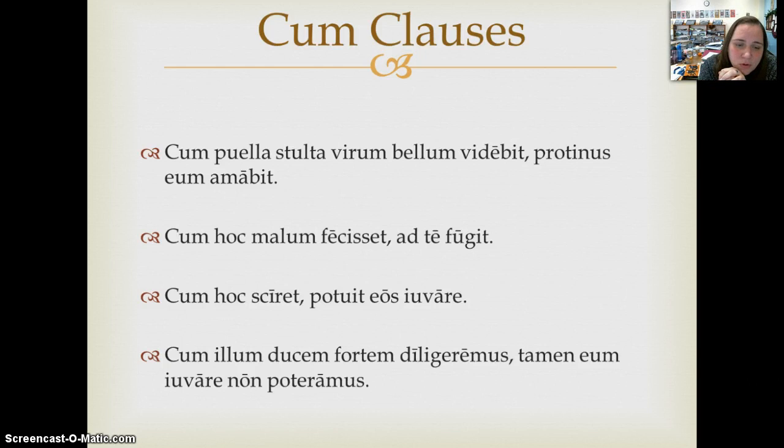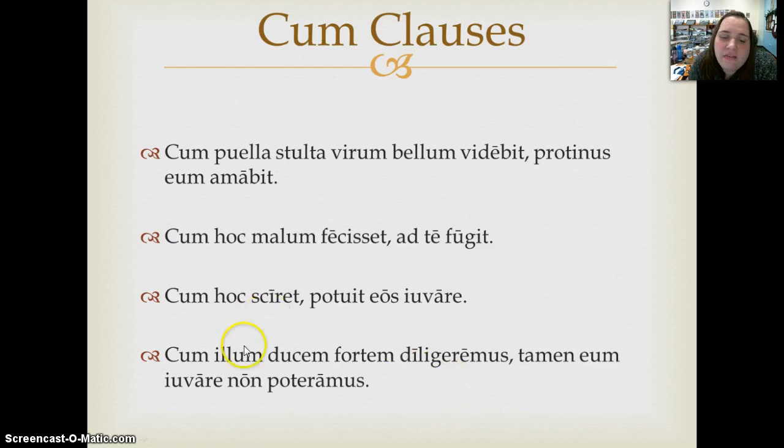The last example, cum illum ducem fortem diligeremus, tamen eum iuvare non potueramus, okay? The tamen in the main clause is tipping you off that this is probably adversative, okay? So our main sentence is, nevertheless, we were not able to help him, right?